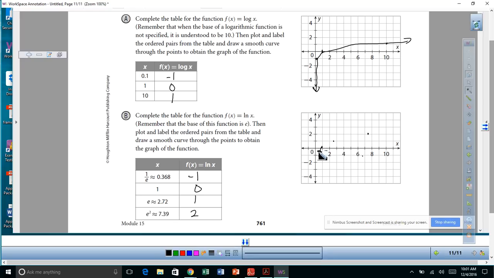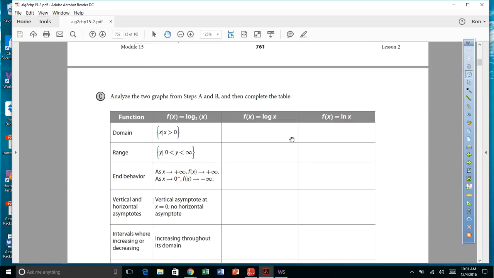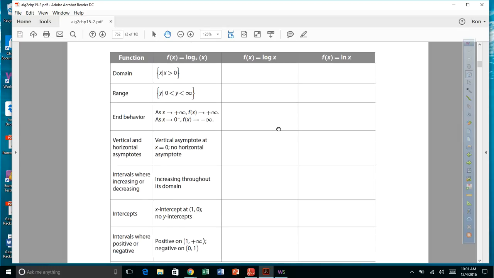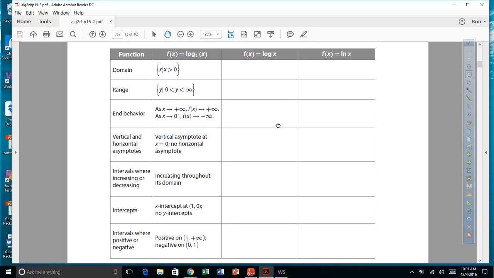I kind of missed that one, but you got the idea. Good deal. C, analyze the two graphs from step A and B, and then complete the table. All right, so what do we got?